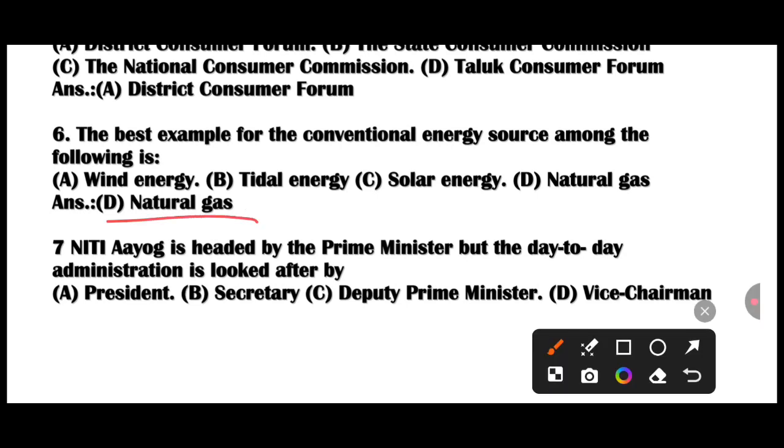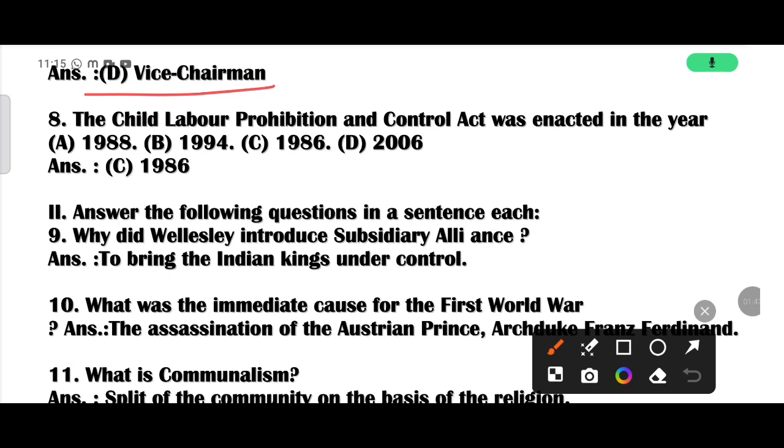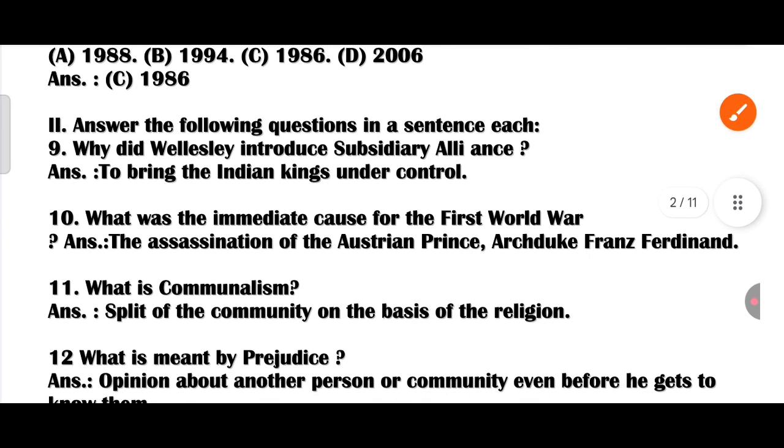Next question: NITI Ayoga is headed by the Prime Minister, but the day-to-day administration is looked after by, the correct answer is Vice Chairman. Next question: the Child Labor Prohibition and Control Act was enacted in the year 1986. So next, 1 mark questions.